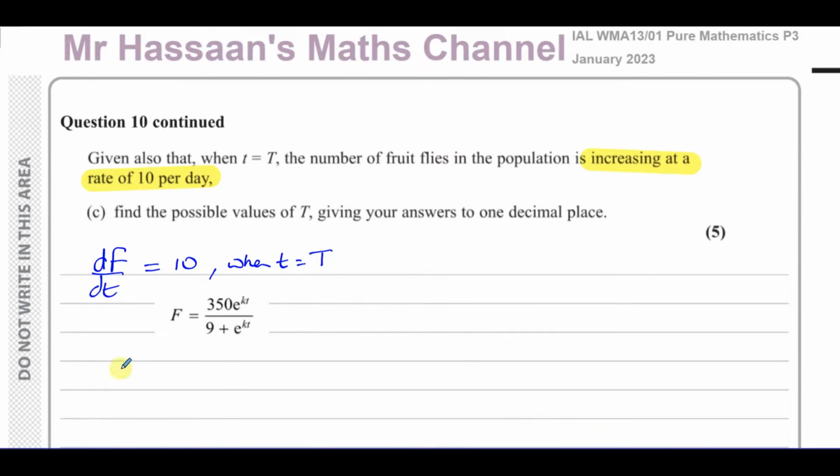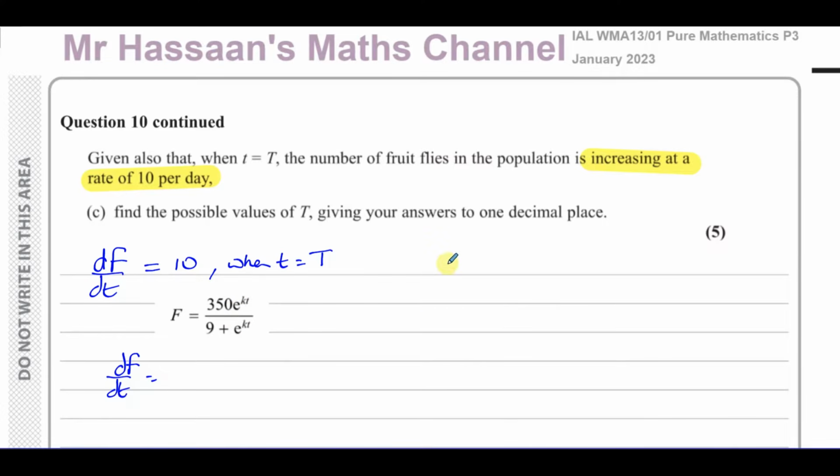We have to differentiate it. Now, the df/dt is going to be found here by using what's called the quotient rule, because we have two separate terms. One is the numerator, one is the denominator. There's no chain rule for the whole thing. The whole thing is a quotient of two separate functions.